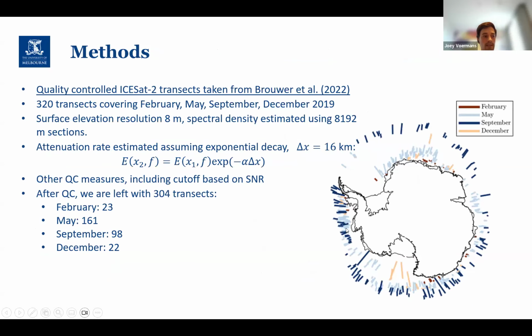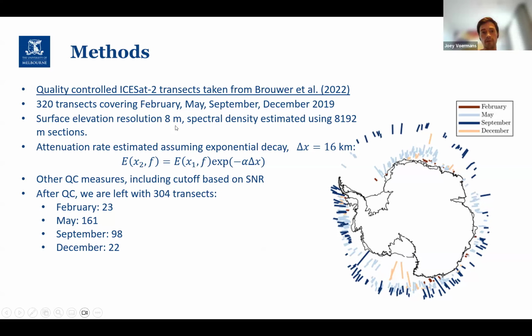So the data that we're using is coming from Brouwer et al. In that study, they did some quality control, and it's quite a lot of work. So that's why we're using their data. The reason is that the laser altimeter is being blocked from measuring waves due to the clouds. So it's really a lot of work to get the cloud pollution out of there or the missing parts. So what we're left with is 320 transects, which cover 4 months. The idea is that these months sort of represent the 4 different seasons. And the resolution is about 8 meters.